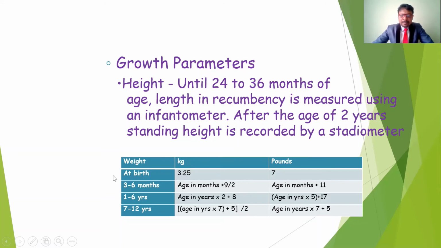Now the weight of the baby. At birth, the normal weight is going to be 3.5 kilos, which is around 7 pounds. Around 3 to 6 months, the weight increases according to the age in months, plus or minus 9 kgs, so the pounds are going to be around 11. By up to 1 year, it should be like 4 times, if you look at the growth of the weight of the patient.